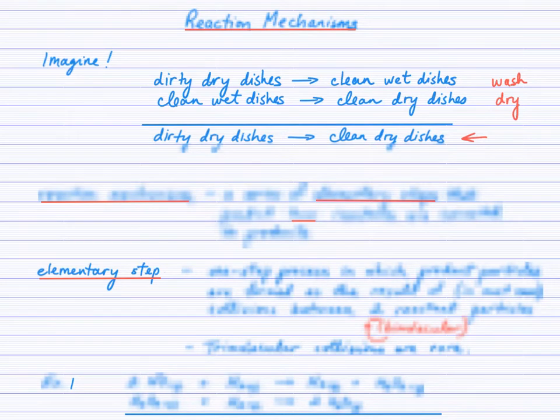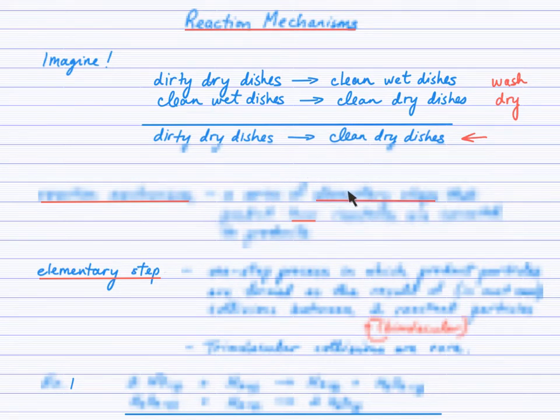So, if you look at the terminology below, you'll see the reaction mechanism I've defined for you as a series of elementary steps that predict how the reactants are converted to products. So this is a mechanism. It's a two-step mechanism. You'll see that the dirty, dry dishes become clean, wet ones in the wash step, and then we have the dry step.